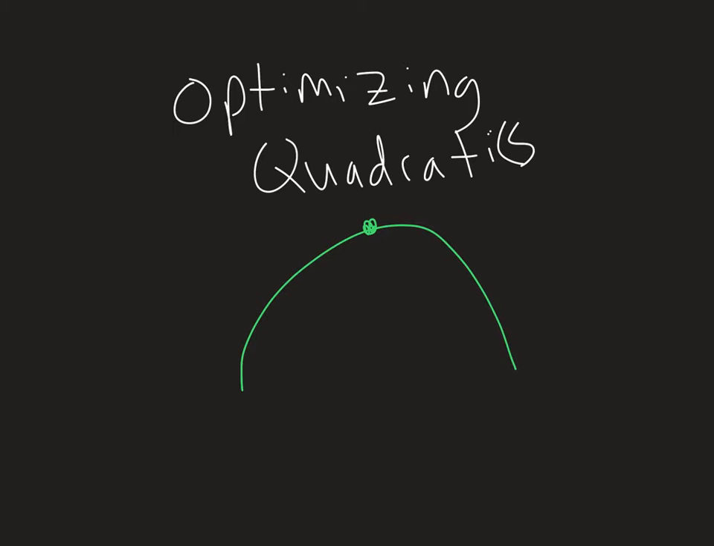Usually, when we're talking about this in the context of a word problem, we're trying to find maximum profit or maximum revenue, maximum efficiency, some sort of maximum. So a lot of these are going to have a negative leading coefficient. If you look at the ax squared term, this is going to be less than 0.